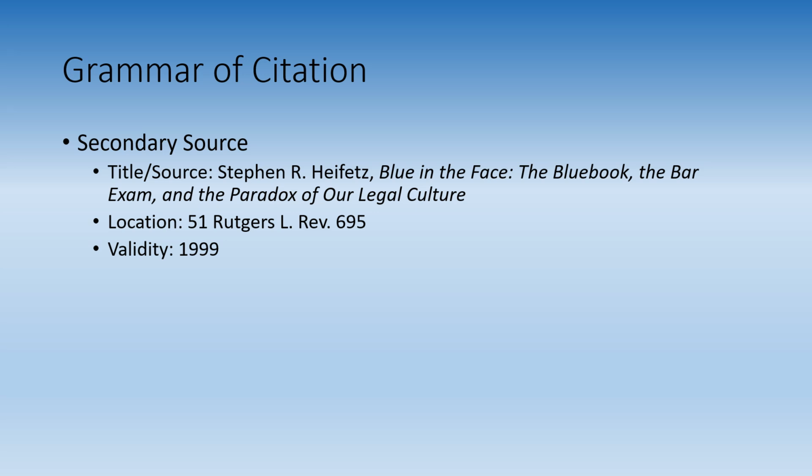Secondary sources also have a title, a location, and a validity telling you how long ago it was written. Where you can find it: volume 51 of Rutgers Law Review at page 695. And then the title or the source name, you get the author and the name of the article.